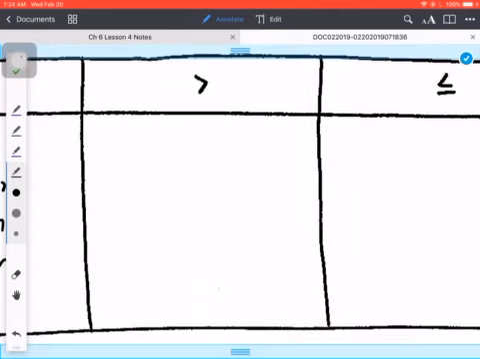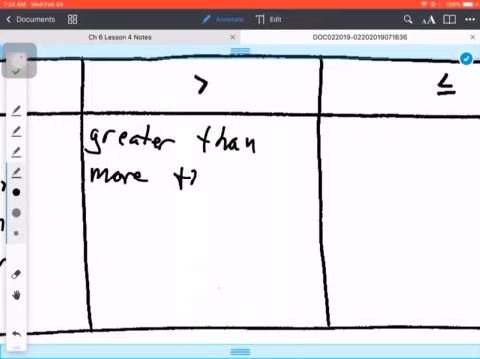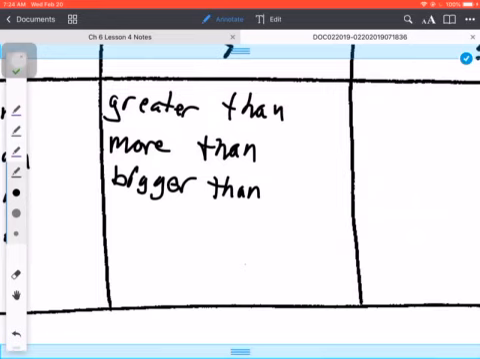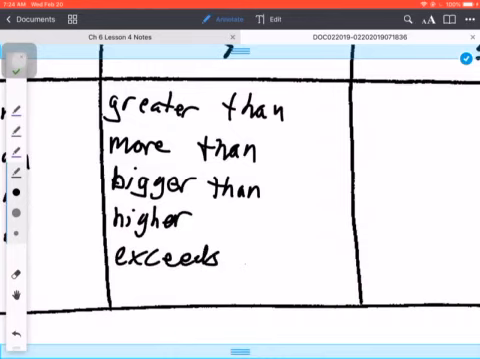Now this symbol is the greater than symbol. We could also think of more than, bigger, what else we got? Higher. We can also find the word exceeds, which means has been greater than or done more.